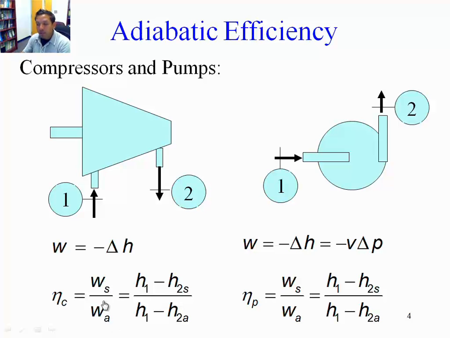Now these numbers are negatives. Both of these numbers are negative. So in reality, there should be absolute value bars around them. But because the numerator is negative and the denominator is also negative, obviously the sign cancels out.